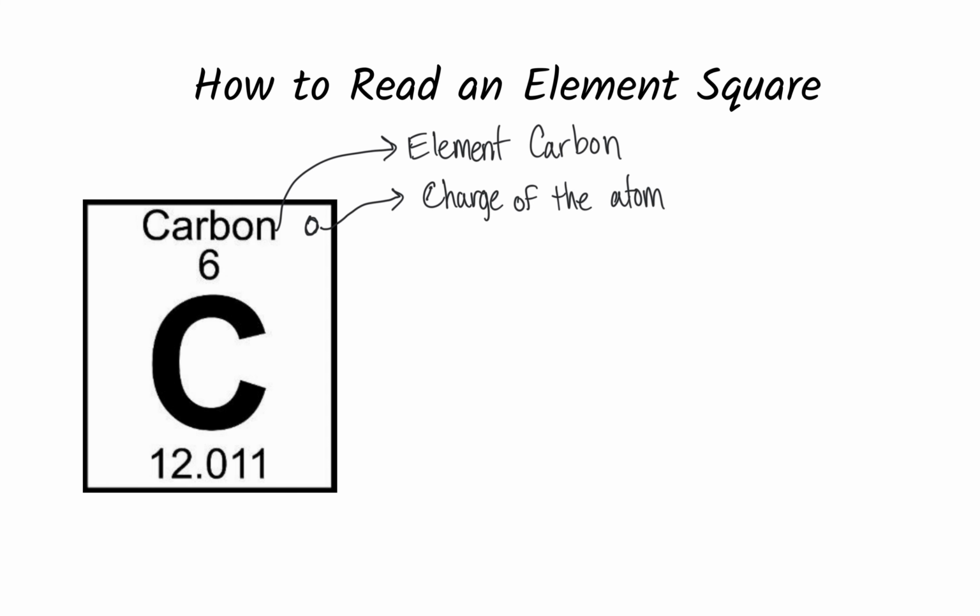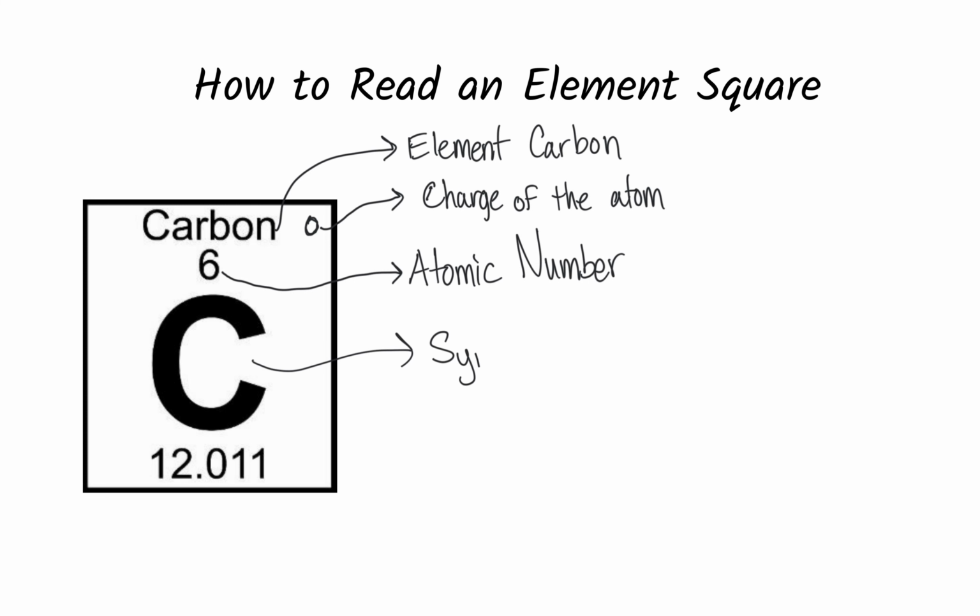You could have a +1 or +2 or +3 or -1 or -2 or -3. There's lots of different charges that an atom can have. If they're charged, we call them an ion, but if it's ever mentioned, it'll be in that top right corner for the charge of an atom. This top number here, the smaller of the two numbers, is called our atomic number. And as you'll see in just a second, the atomic number is the number of protons. So carbon has 6 protons.